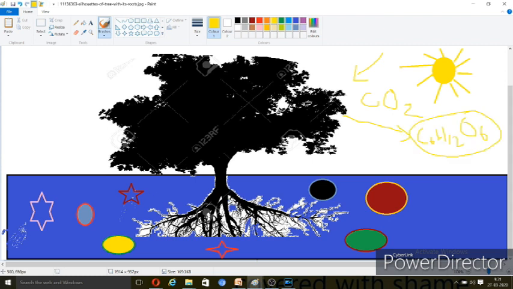Now what is the function of these minerals? Minerals are used for making enzymes, and they are used for photosynthesis, and the water is also used for providing mechanical stiffness.